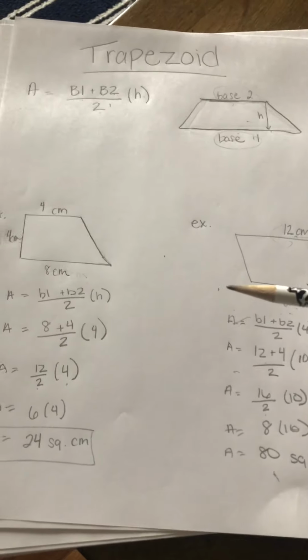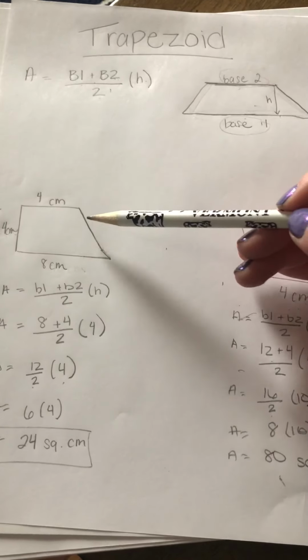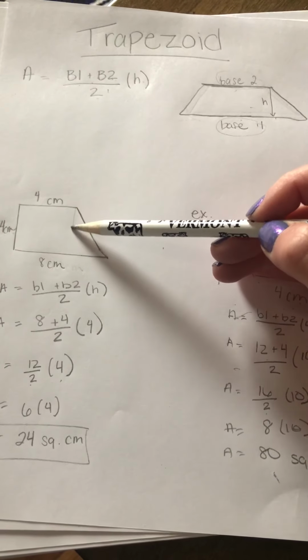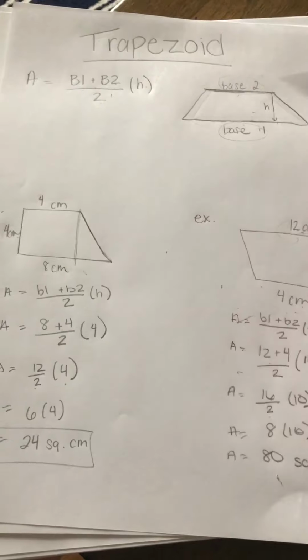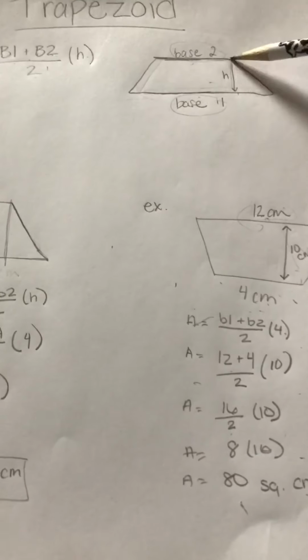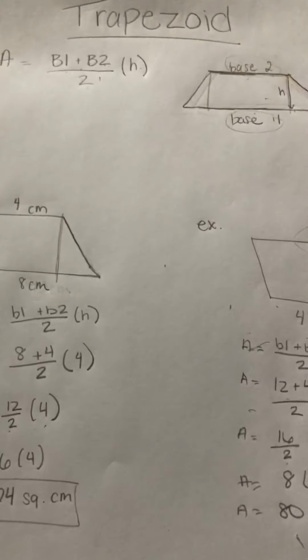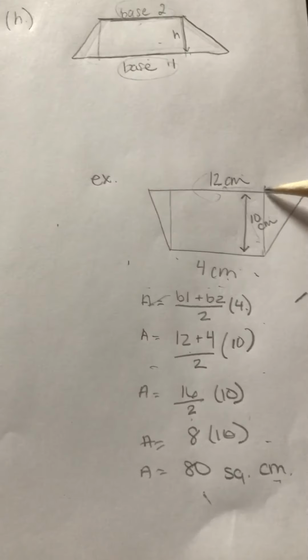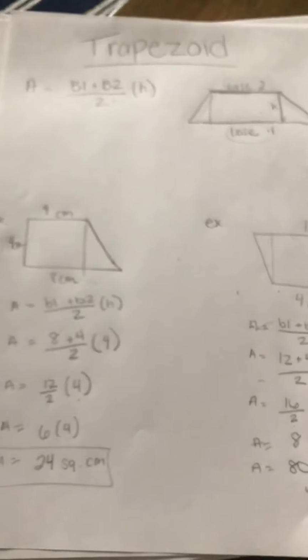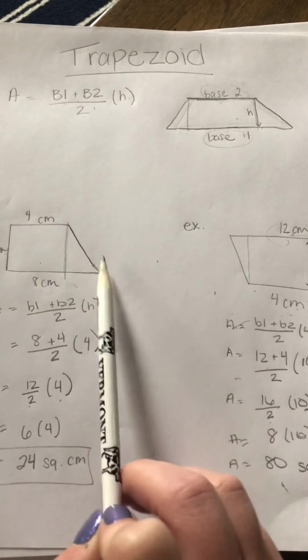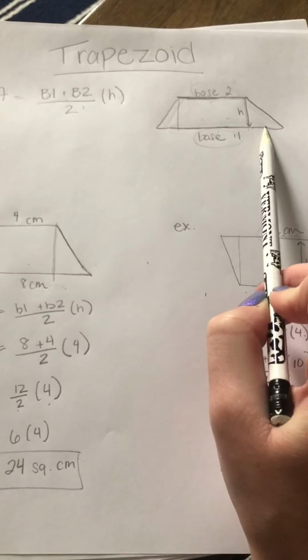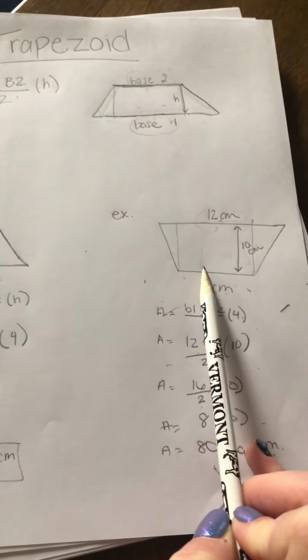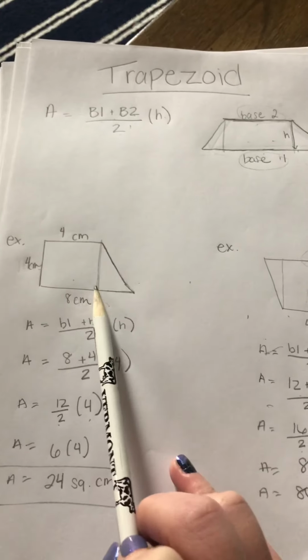Another thing to know about a trapezoid is you can always break it into a triangle. Always. That will always be true. So if you can see here, I could break this into a triangle, break this into a triangle. Same thing here, triangle, triangle. So trapezoids can always be broken into a square or rectangle and a triangle. Rectangle, triangle. Rectangle, triangle. Same thing. Okay?